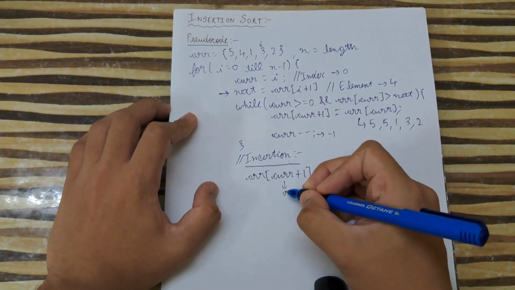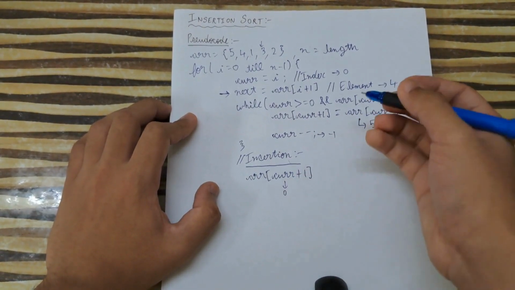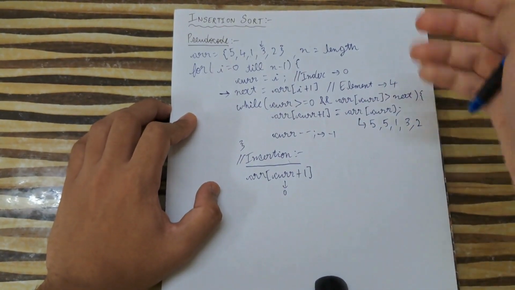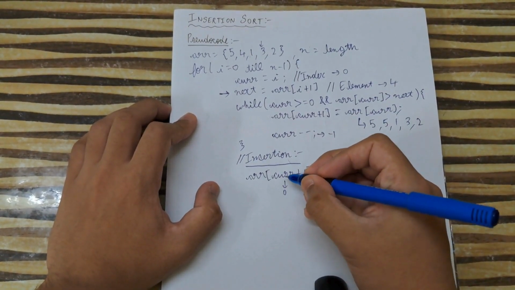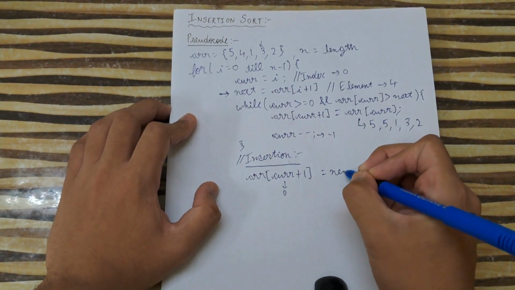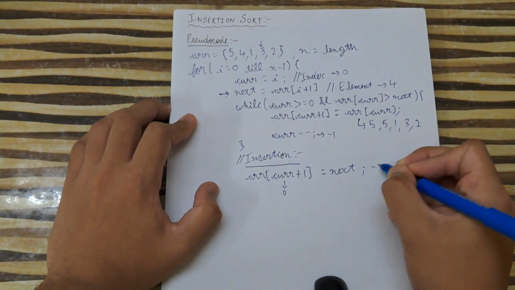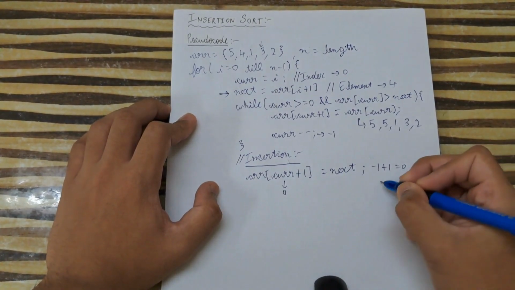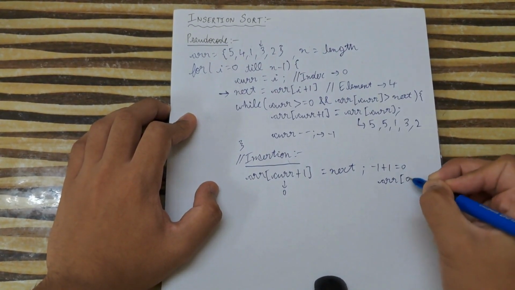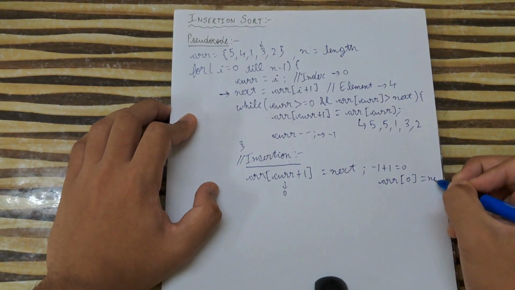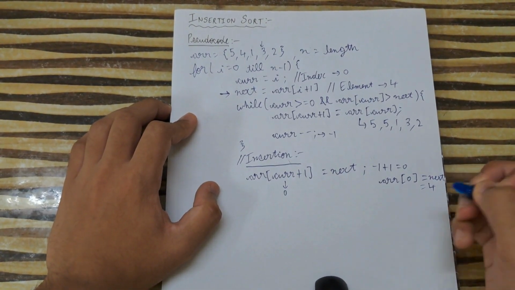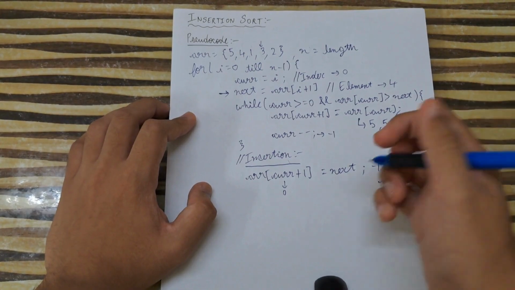So at this point cur is minus 1, so here minus 1 plus 1 equals 0. So we are indexing the value, we are putting the value at array element 0 equals to next. So minus 1 plus 1 equals 0, so array element 0 equals to next, that is 4. So we have set the array element 0 as 4.